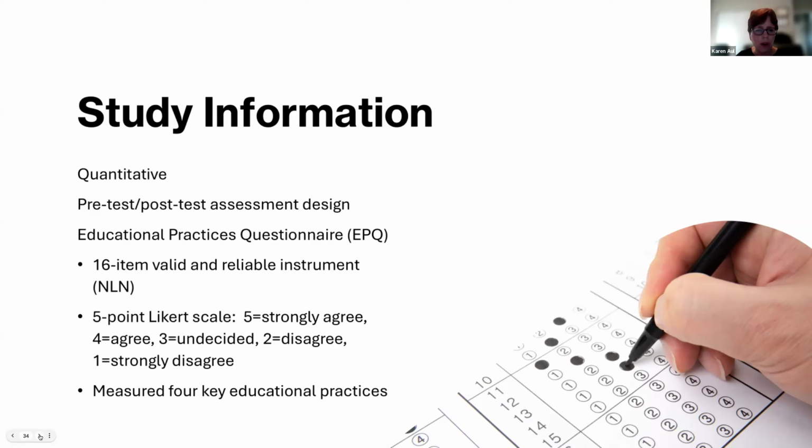And then the second quantitative piece of the study was giving them this educational practices questionnaire. As I mentioned, it's an NLN tool. It's a 16-item, valid and reliable instrument, and it measures on a 5-point Likert scale from strongly agree as a 5 down to strongly disagree as a 1. This tool measured the 4 educational practices, and it was given to the students after the simulation. So the knowledge questions were given before and after, the pre-test, post-test, and the tool was given just after. Next slide, please.